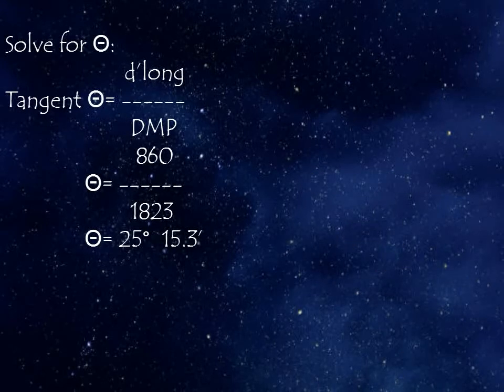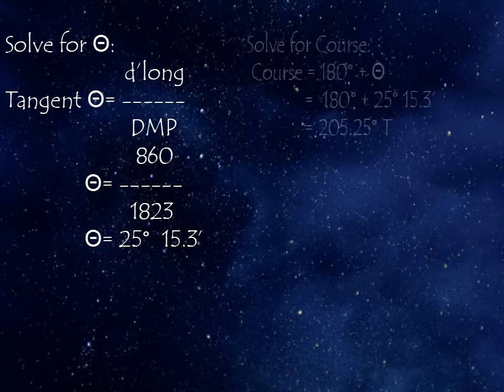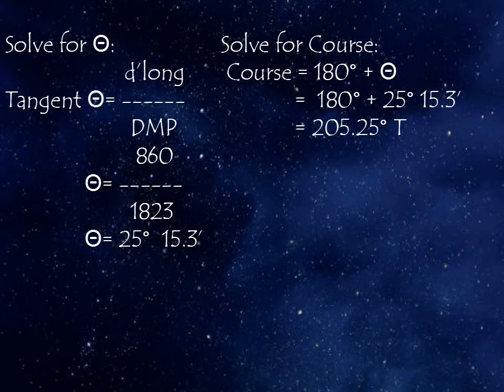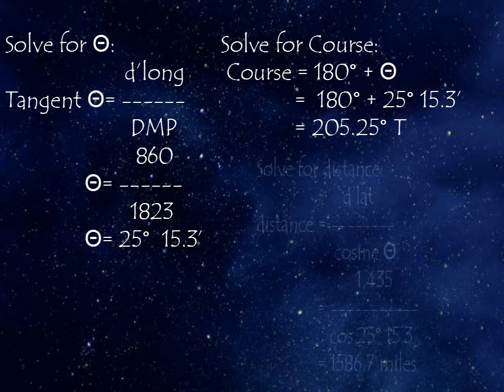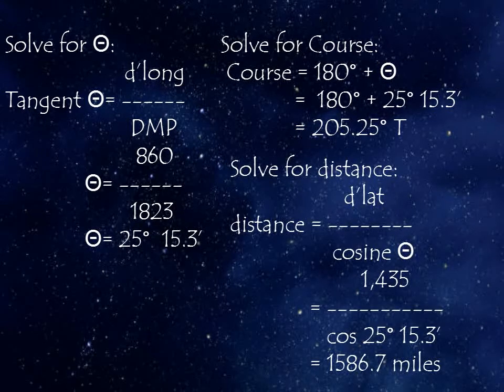Solve for theta. The formula for solving theta is tangent theta is equal to D-long divided by DMP. Solve for course. Southwest indicates that theta is in the third quadrant, so the formula for solving course is 180 degrees plus theta. Solve for distance. The formula for solving distance is simply distance is equal to D-lat divided by cosine theta.